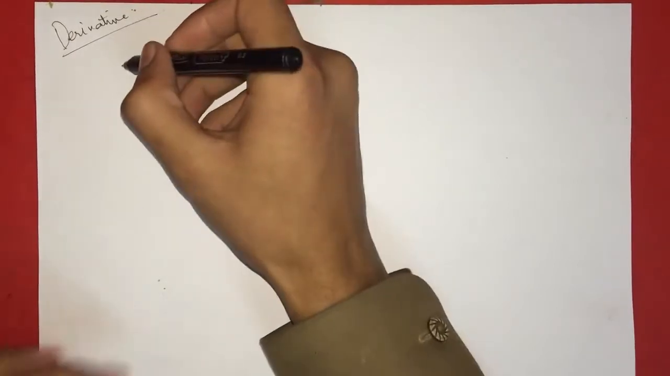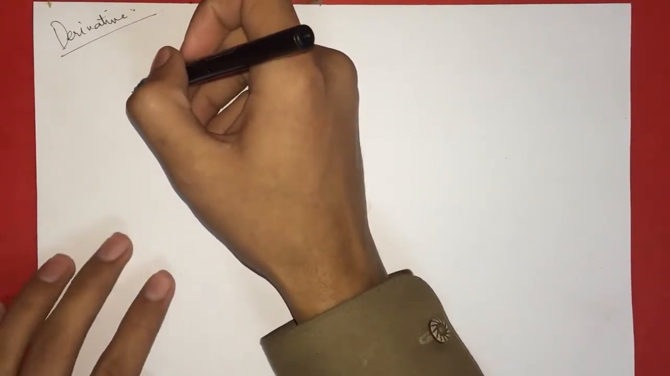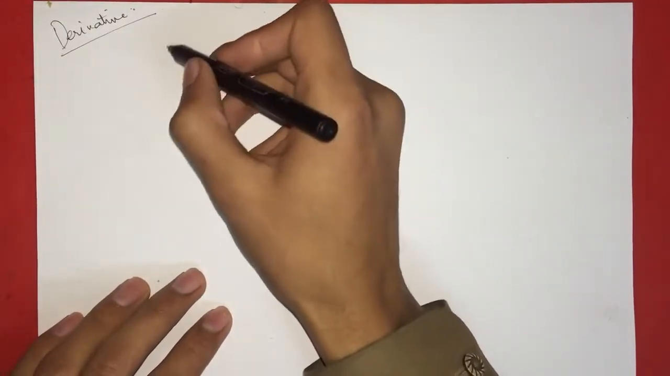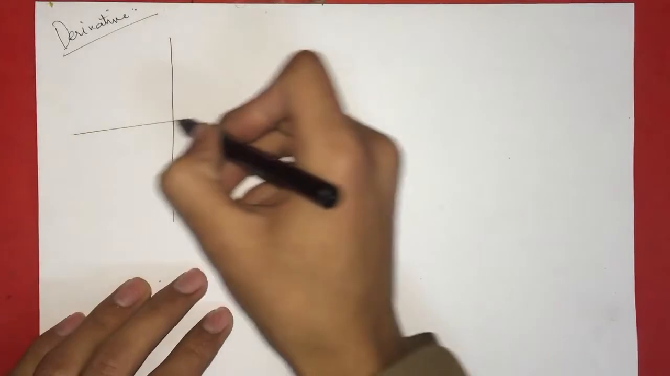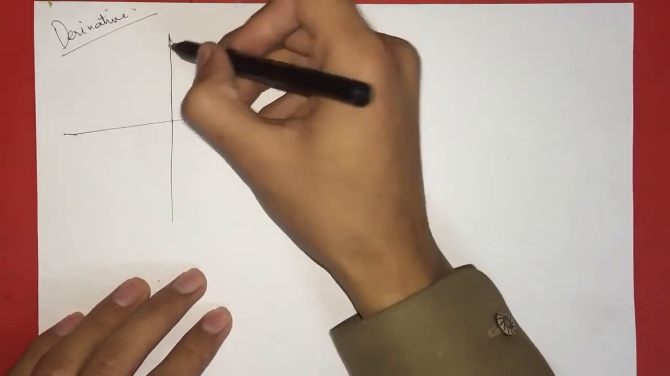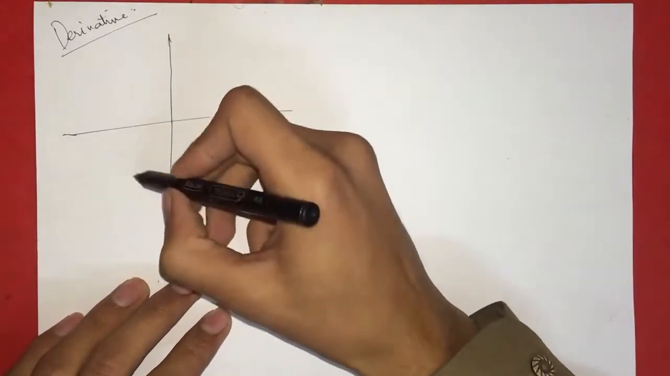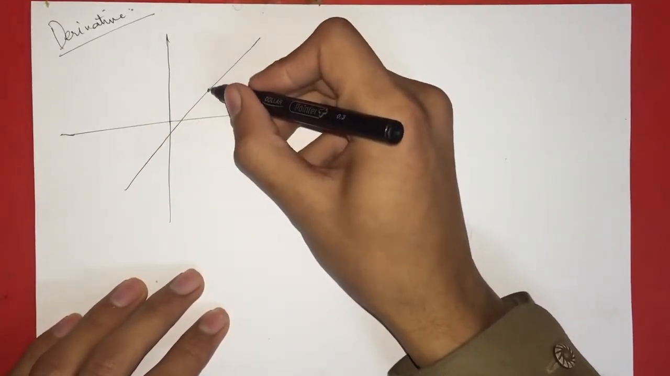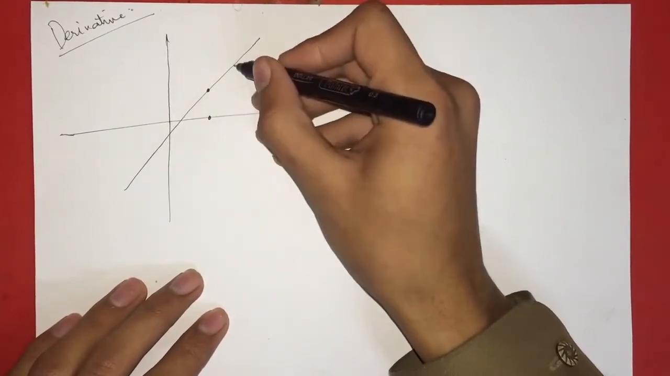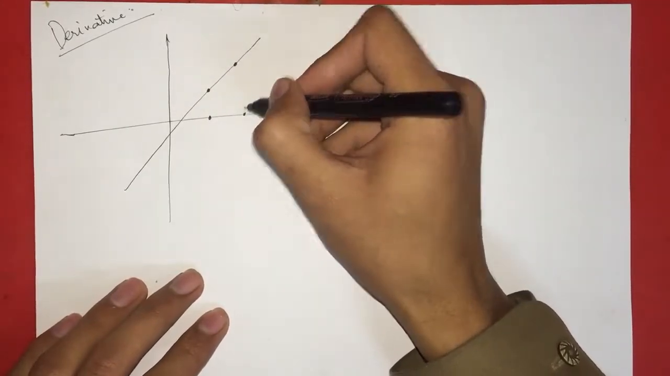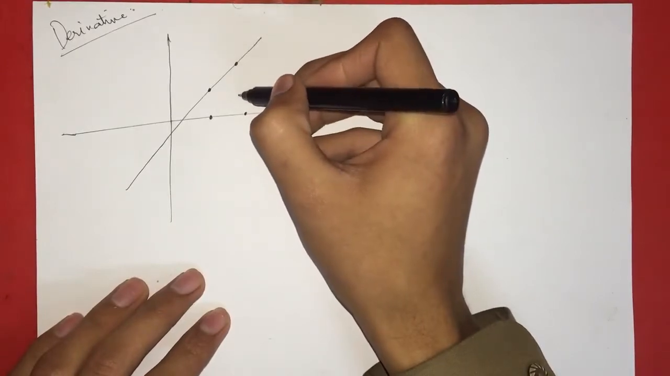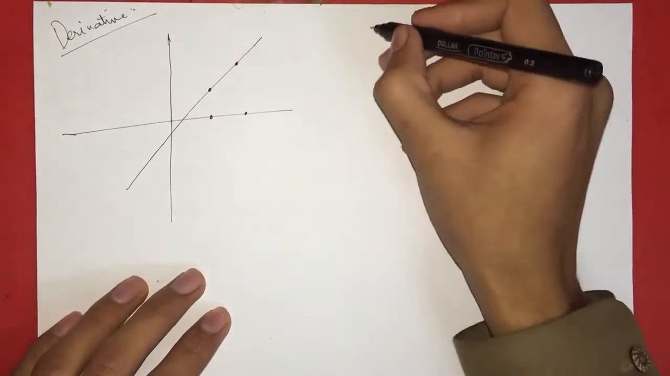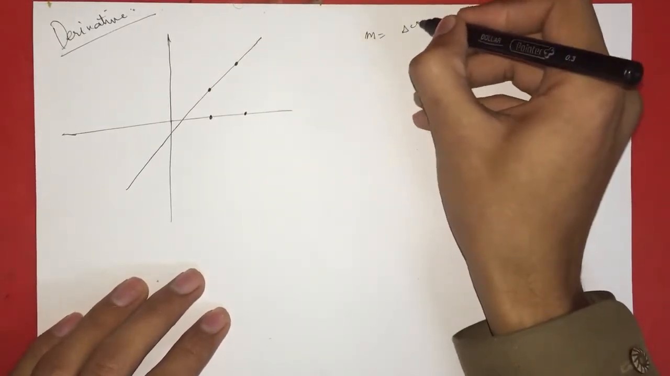So what is a derivative? The concept of the derivative came from slope. For example, you have a graph, and the slope of a straight line. How do you calculate the slope of a straight line? For example, I take a point here, and I take a point here, and so the slope of this line, the formula is m equals delta y by delta x.